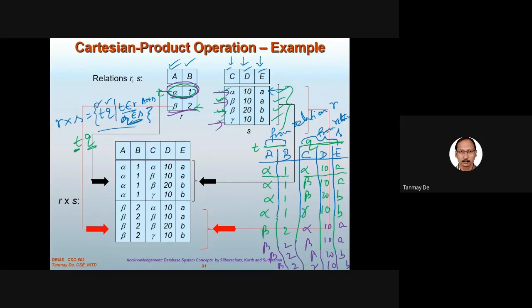Is there any question, or is it clear, or is there any confusion that needs to be discussed again? The Cartesian product is one of the important operations in relational algebra. Is it okay, or does it need to be considered? It needs to be considered. We can discuss it again.